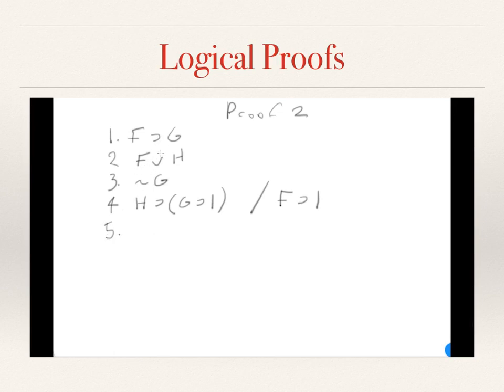So we decided that we wanted to end up with not F, so we can use disjunctive syllogism. So let's end up, we can get the not F by 1 and 3 modus tollens.